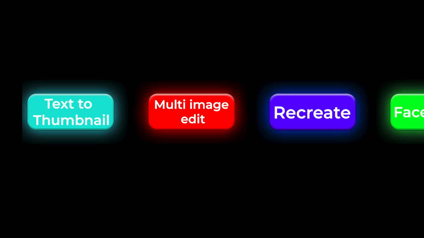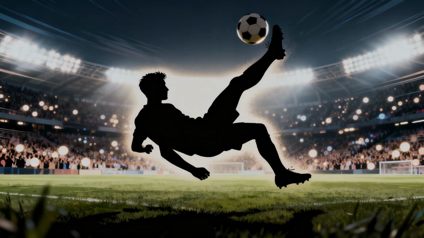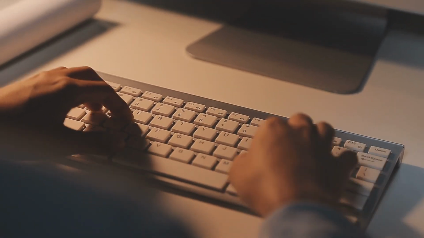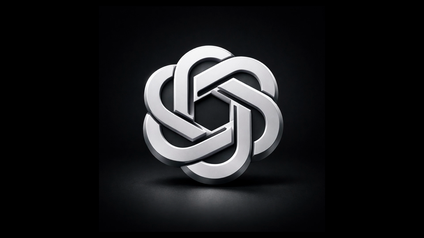Now let's move to text to thumbnail. I want to create a thumbnail of a player doing a bicycle kick, with 2 defenders next to him looking shocked. You can either write a detailed prompt yourself, or get one from an AI tool like ChatGPT.